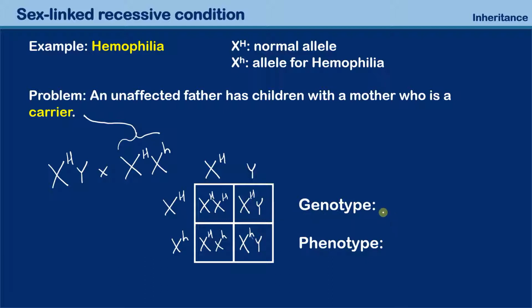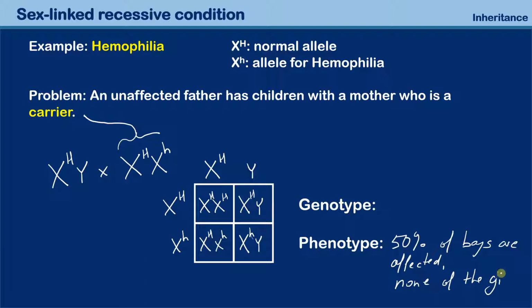So the genotype is just as before. It's a 1 to 1 to 1 to 1 ratio. And the phenotype is the following, is that 50% of the boys are affected or have hemophilia, but none of the girls. So, and over here again, the genotype ratio is a 1 to 1 to 1 to 1 ratio.